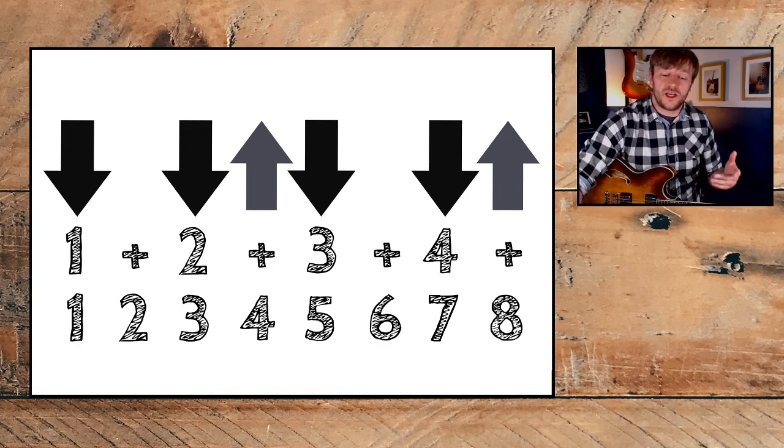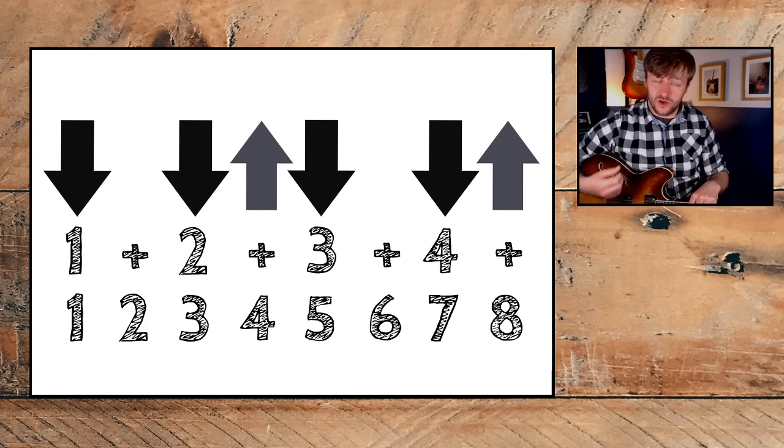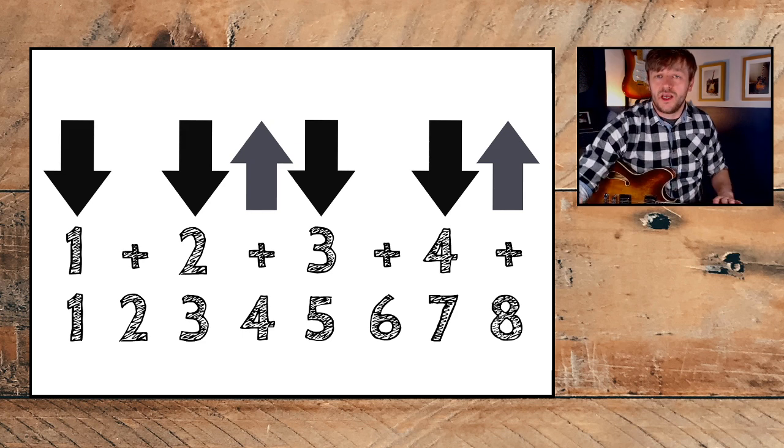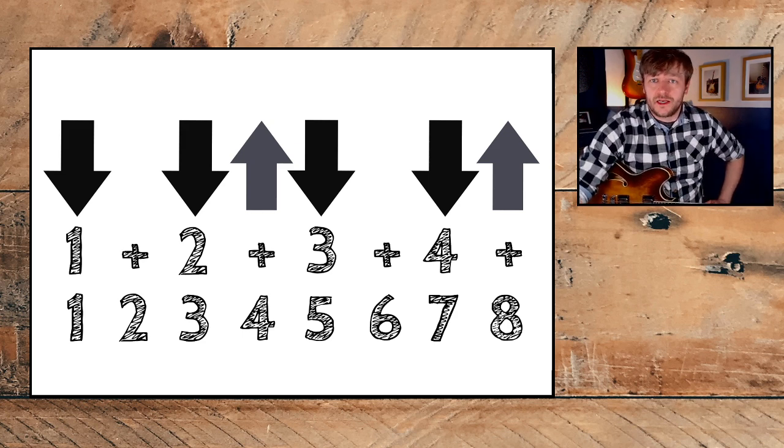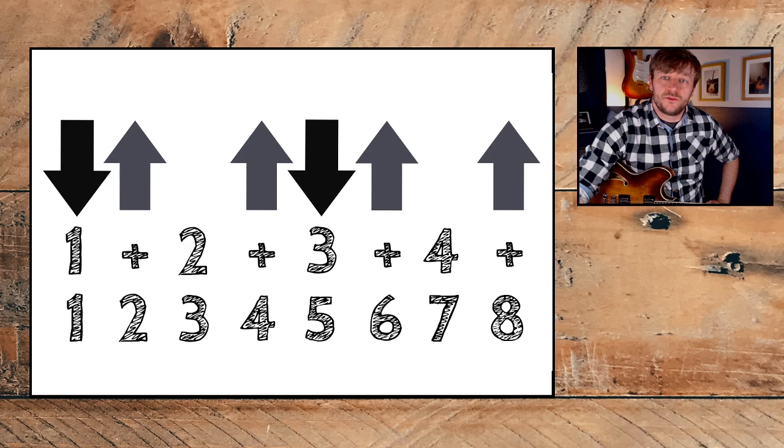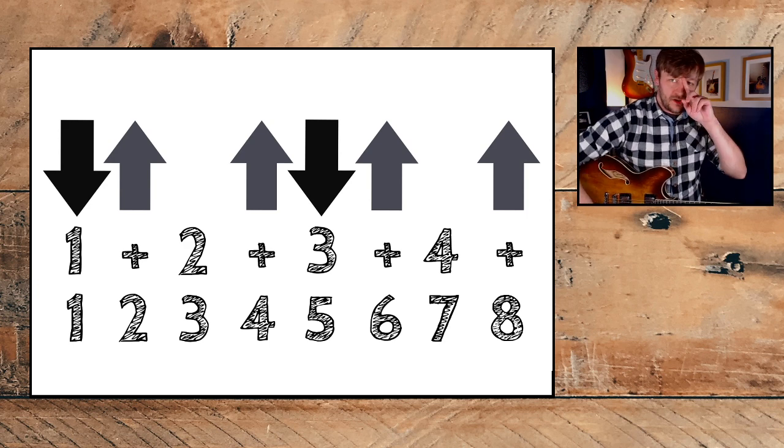So come up with different variations as long as your down strums are where down strums should be on numbers and your up strums are where up strums should be on the ands. So let's try the next one. The next one we're missing out 2 down strums. So we're going to miss out the number 2 and the number 4.